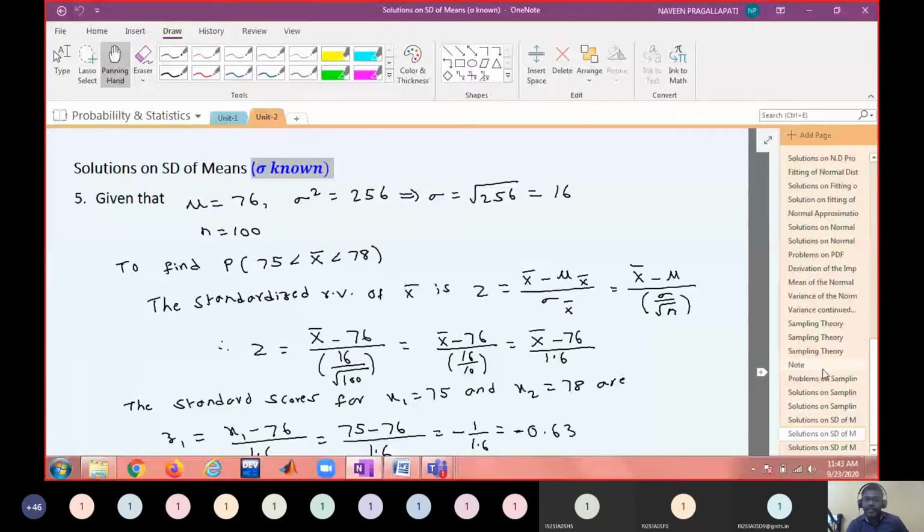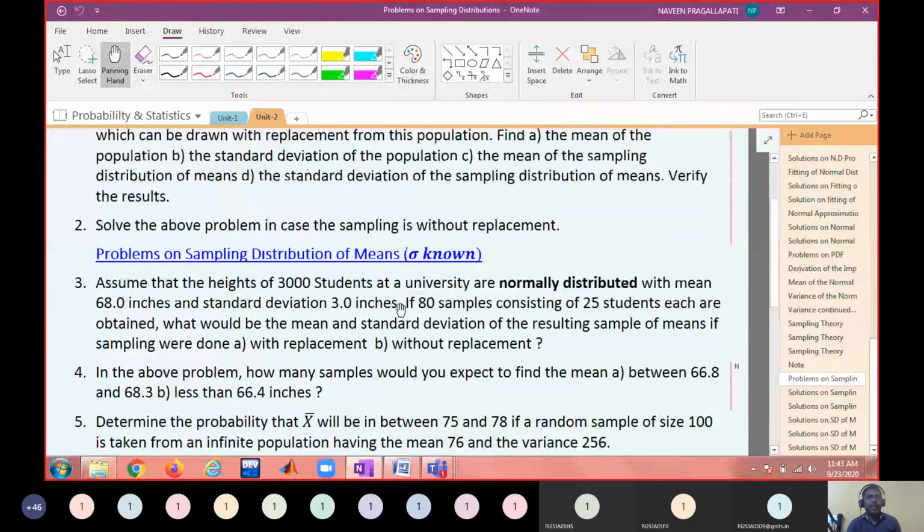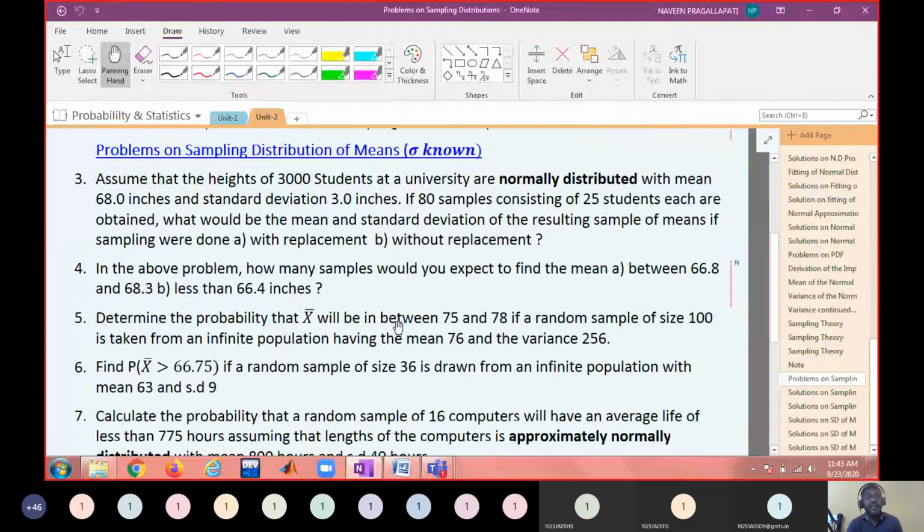Okay. So the next one is also similar. Find the probability that x bar is greater than 66.75 if a random sample of size 36. Again, whenever data is given, you first see the size of the sample. Two things you have to see: whether it is a small sample or a large sample, and whether sigma is known or unknown. Sigma is the population standard deviation.